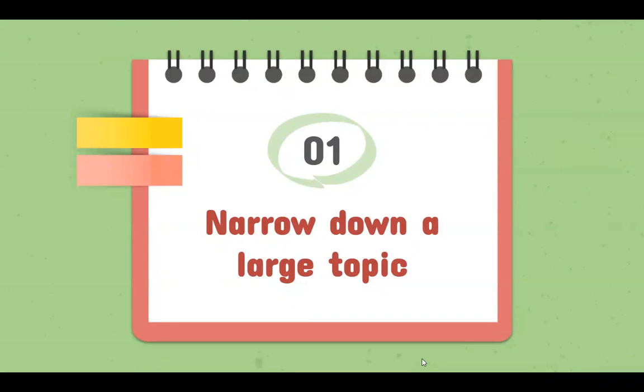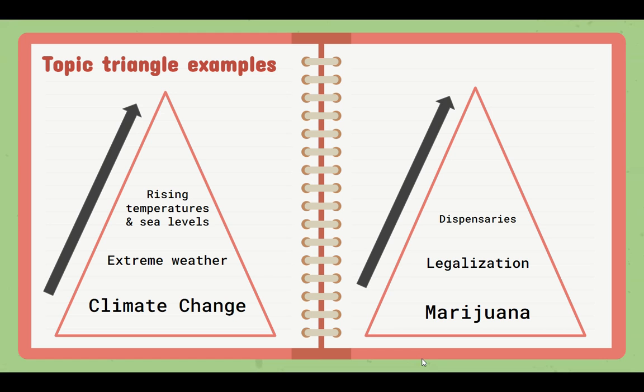Let's start to narrow down a large topic. In the Albany High School Library, we use something called a topic triangle to help kids narrow down their topic. So let's pretend on the left that I'm interested in studying climate change. I need to be more specific. Well, I'm interested in the extreme weather patterns that we're seeing and experiencing. And more specifically, I'm interested in the global rising temperatures and the sea level, the water that's rising that may affect cities that may go underwater if the temperature keeps rising. So that's an example of going very broad to very specific.